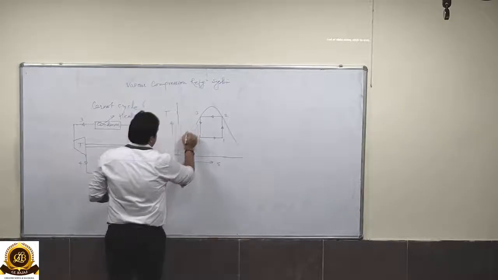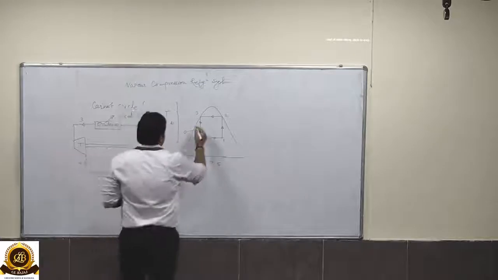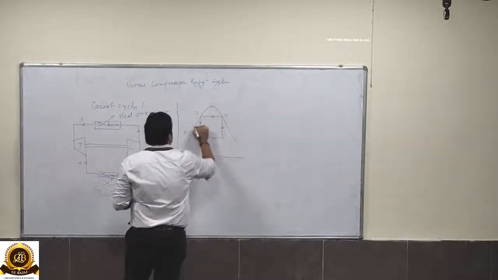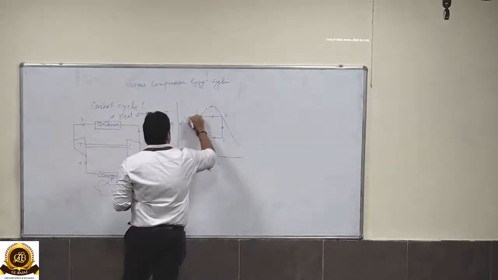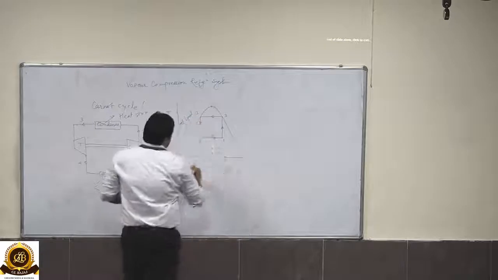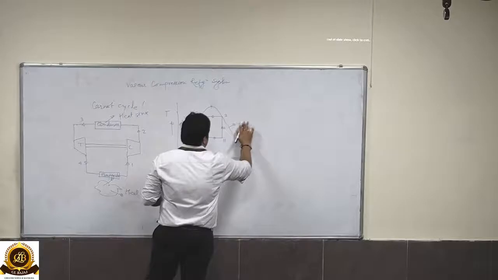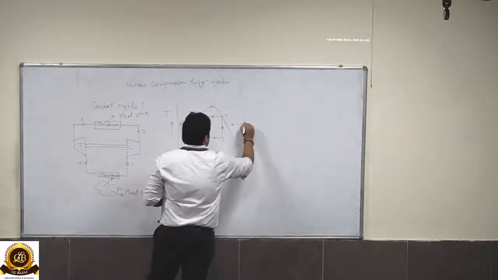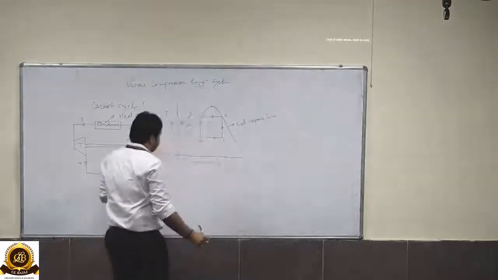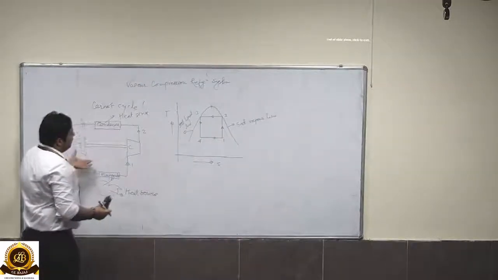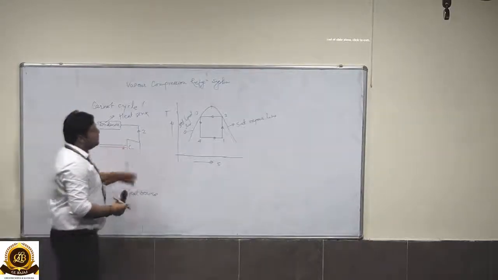The curve shown in the form of a vapor dome: the left hand side, up to the critical point, is known as the saturated liquid line, while the curve on the right hand side is known as the saturated vapor line.